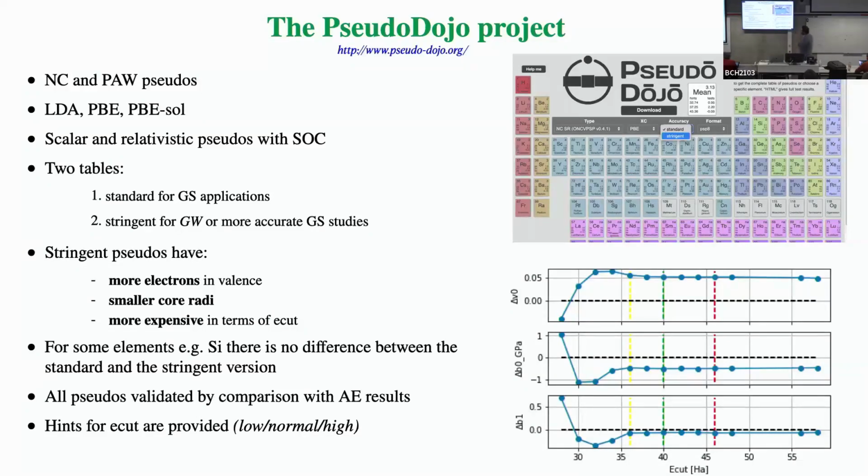And all these pseudos have been validated by computing the equation of state for elemental solids and then comparing with the all-electron results. And we performed some convergence studies with respect to the cutoff energy. On the basis of these convergence studies, we provide hints for the initial cutoff energy for the wave functions that you can use to start your convergence studies.